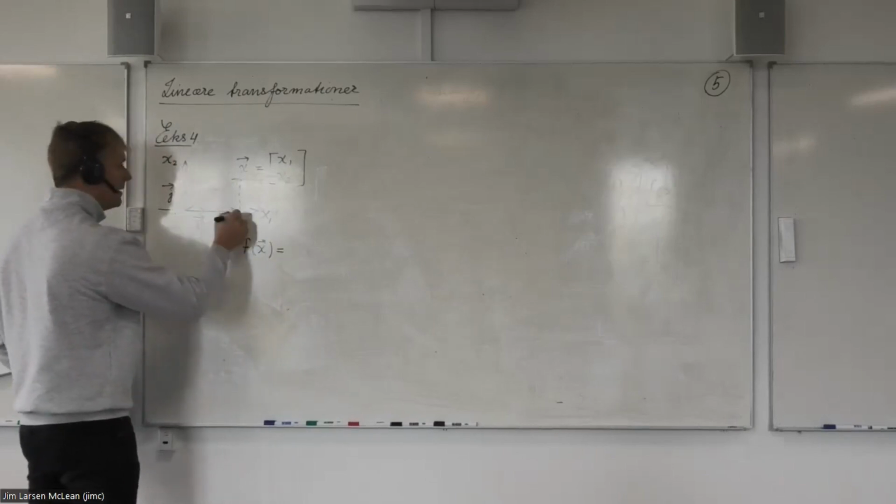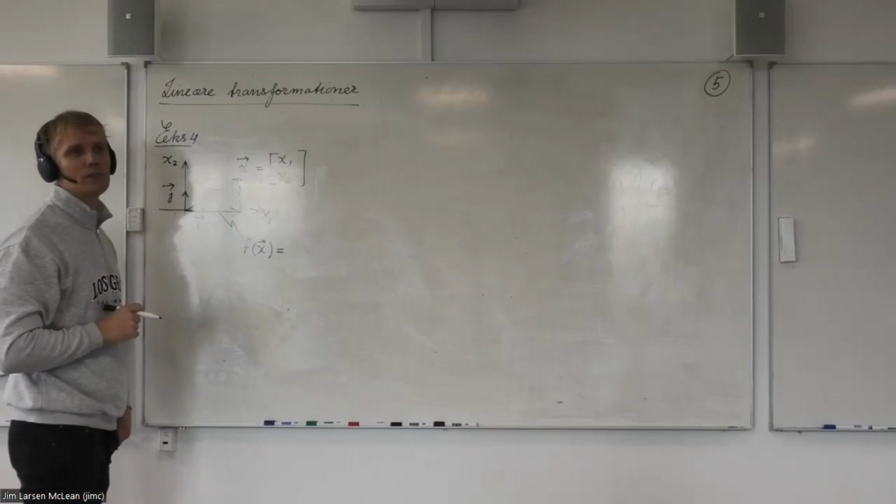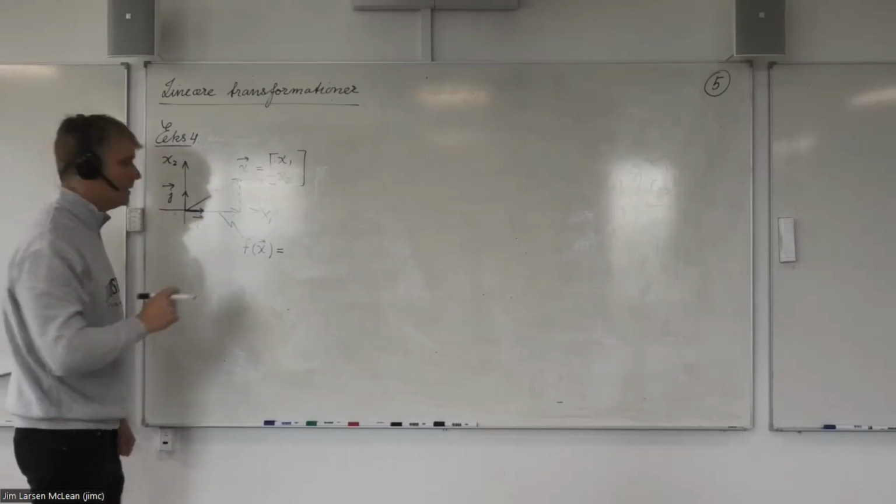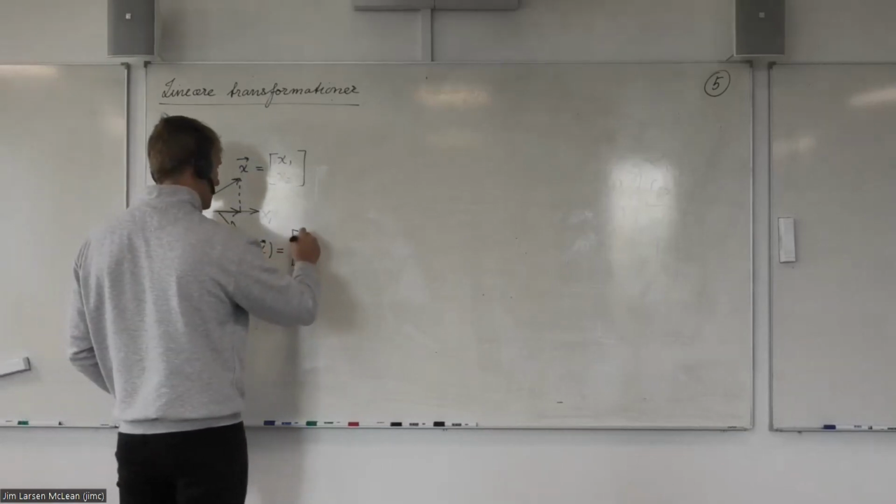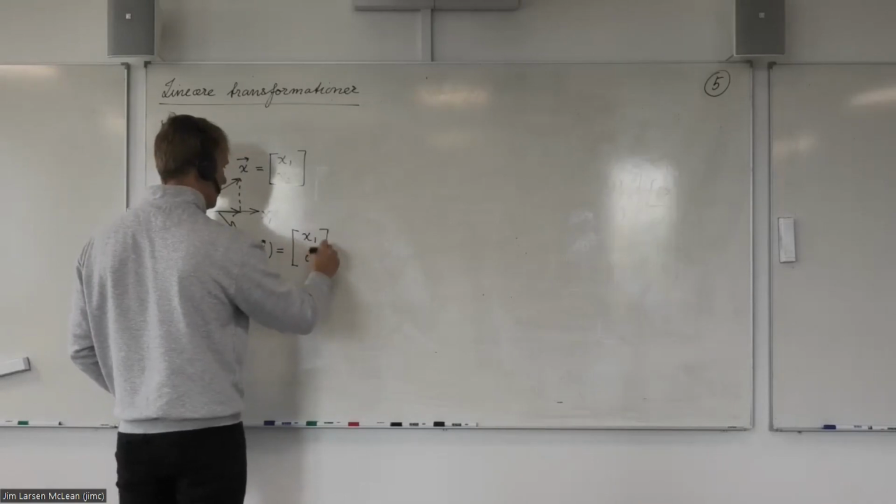It still has the same X coordinate, but its Y coordinate is 0. Can you see that? Because it lies right on the X axis. So it must be called X1 over 0.